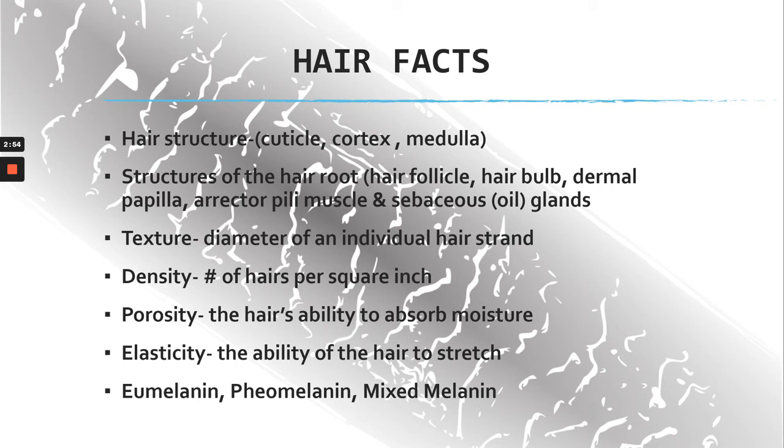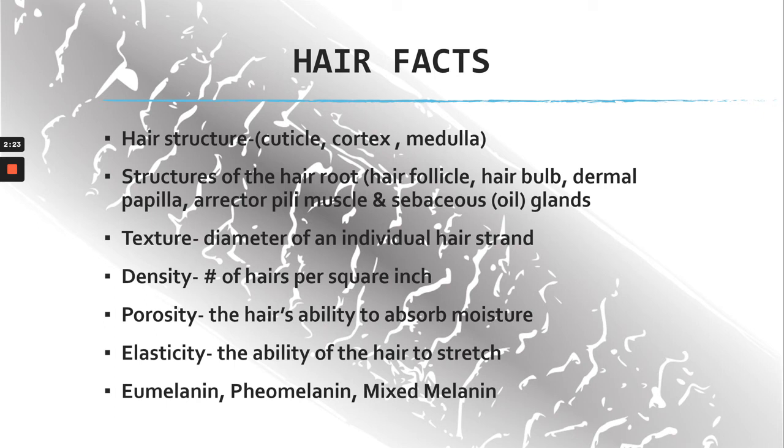We also want to know the structures of the hair root: the hair follicle, the hair bulb, the dermal papilla, the erector pili muscle, which is responsible for your goosebumps, and your sebaceous glands. Texture, the diameter of an individual hair strand, or you also may see the measurement of an individual hair strand, comes in 3 categories: fine, medium, and coarse. Fine hair feels like silk, medium hair feels like cotton, coarse hair feels like denim or a violin string.